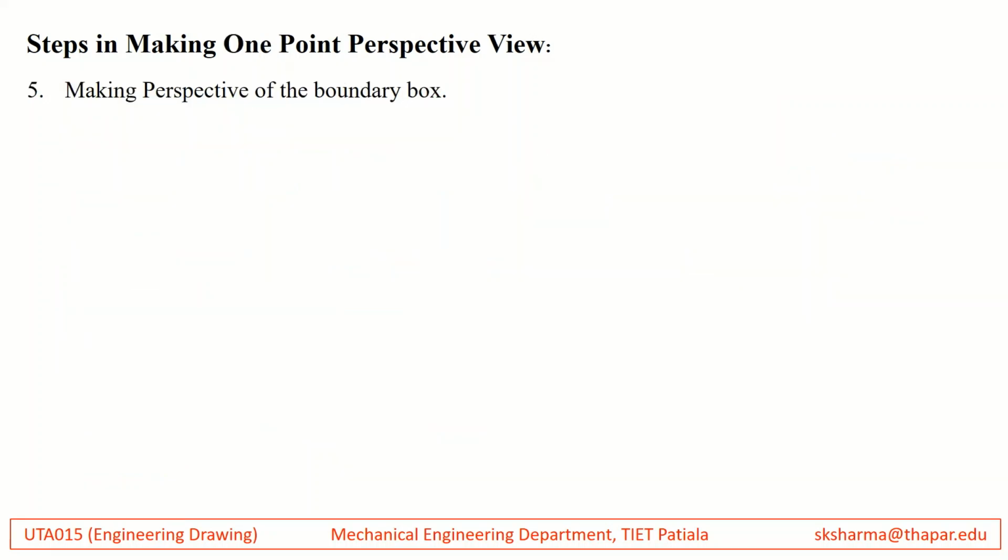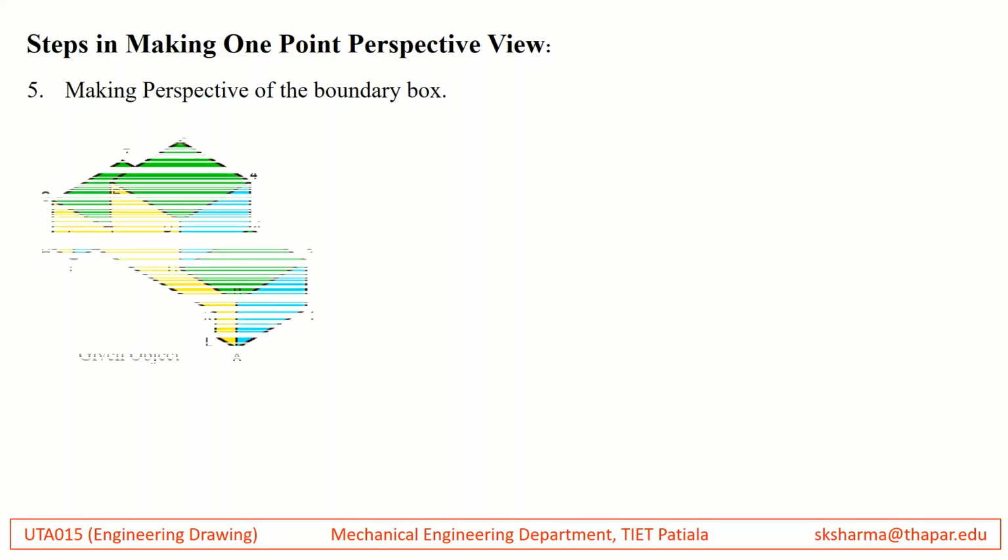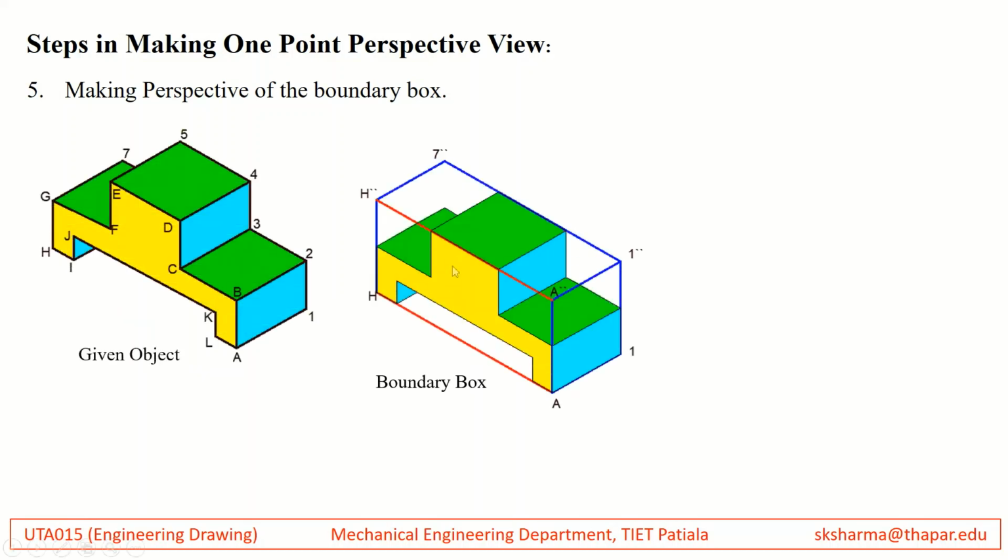The next step is to draw the perspective view of the boundary box of the given object. Now, what does it mean? So if the given object is like this, and this view here shows the boundary box of the given object. That means this object can be completely fitted within this framework here, that is called the boundary box in this case. Now what if we have to draw the perspective of this boundary box?